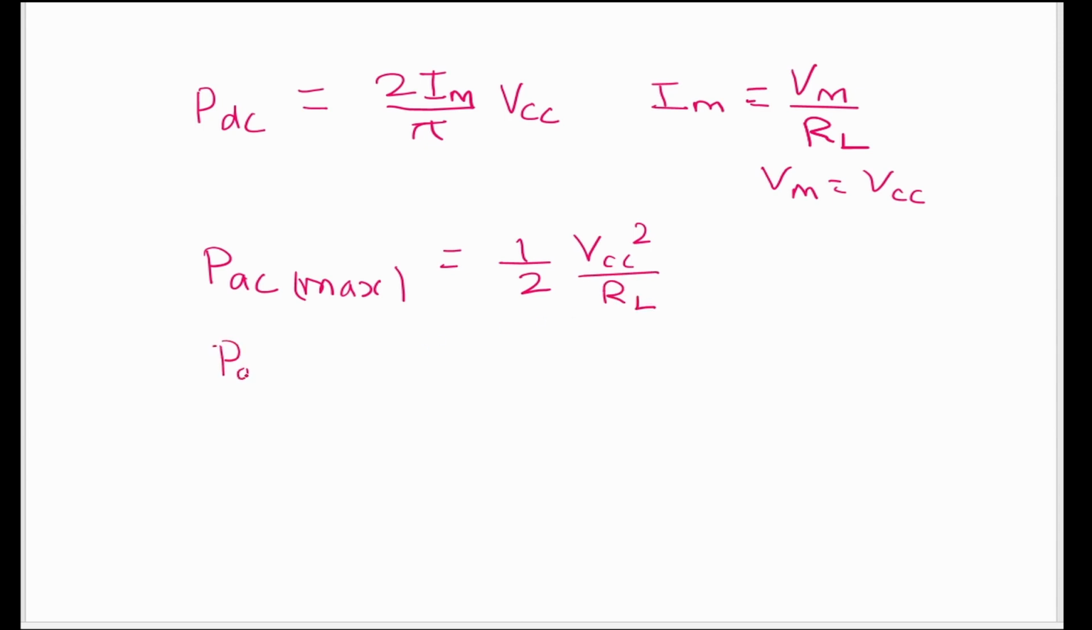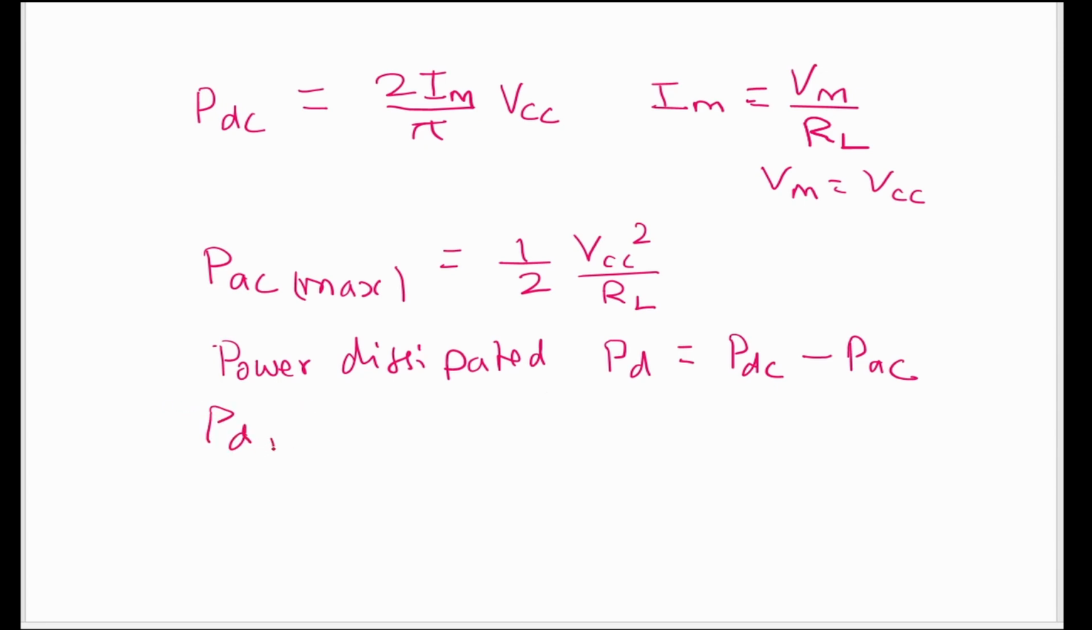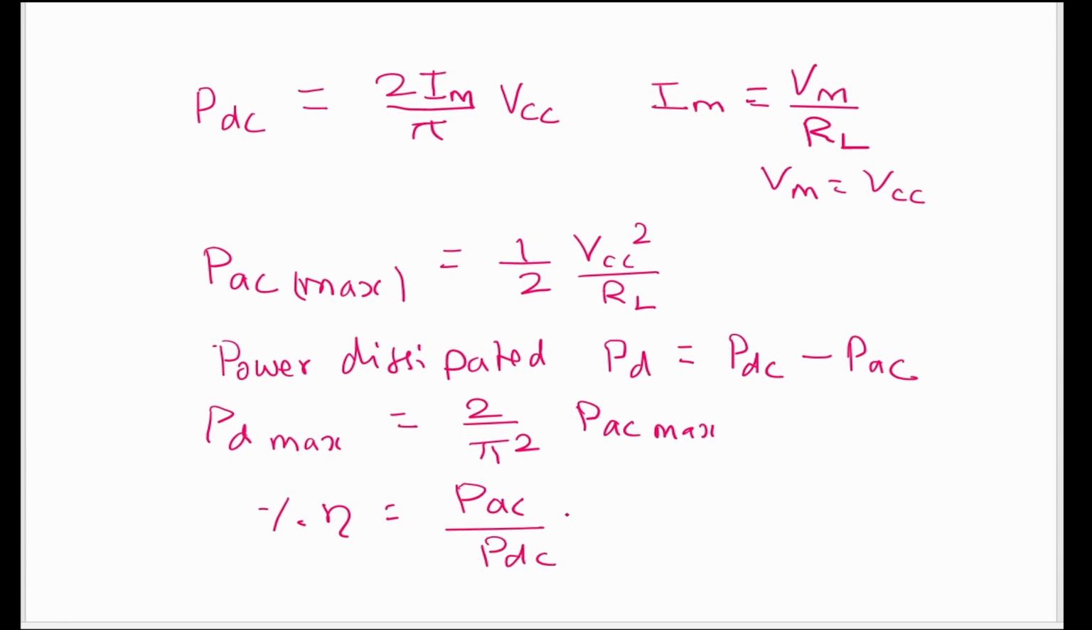And power dissipated in the transistor PD is equal to PDC minus PAC. Then maximum power dissipated PD maximum is equal to 2 by pi square into PAC maximum, and percentage of efficiency is equal to PAC by PDC into 100.